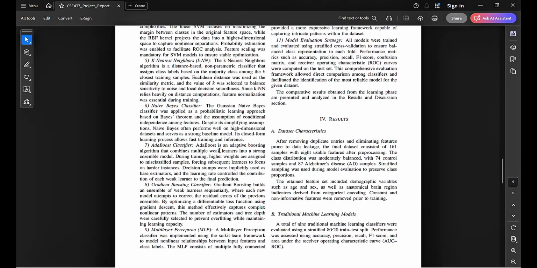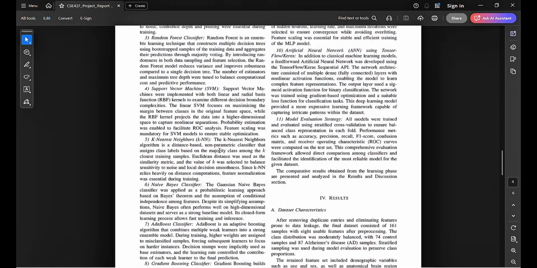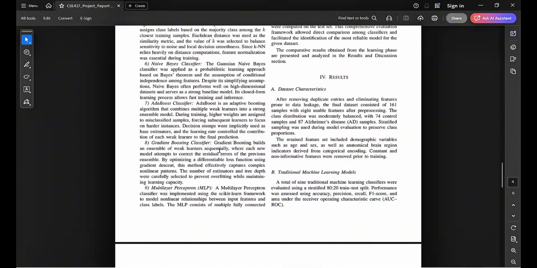These are smart models that learn from their own mistakes. They look at the samples the previous model got wrong and focus harder on those in the next round. This is usually where we see the biggest jump in accuracy for structured data like ours. Now, for the heavy hitters, neural networks. We wanted to see if deep learning could find hidden patterns that traditional models might miss.